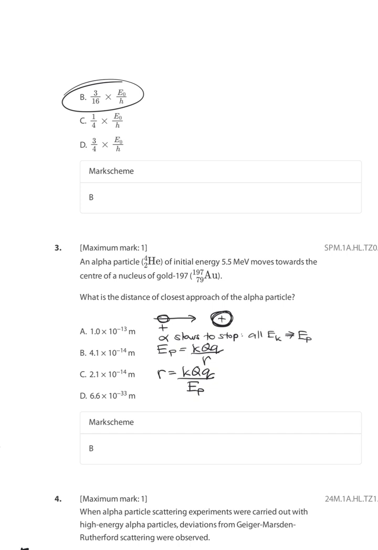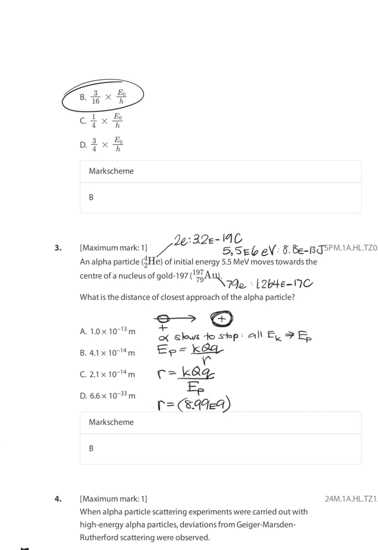So let's take a look at the particles. We have an alpha particle, which is 2 elementary charges, plus 2, and which turns out to be 3.2 times 10 to the negative 19 coulombs. And our gold nucleus, which is plus 79, is 1.264 times 10 to the negative 17 coulombs. Then we have 5.5 mega electron volts, and that turns out to be 8.8 times 10 to the negative 13 joules for the energy. So we'll put all these numbers into our formula down here and get an answer.